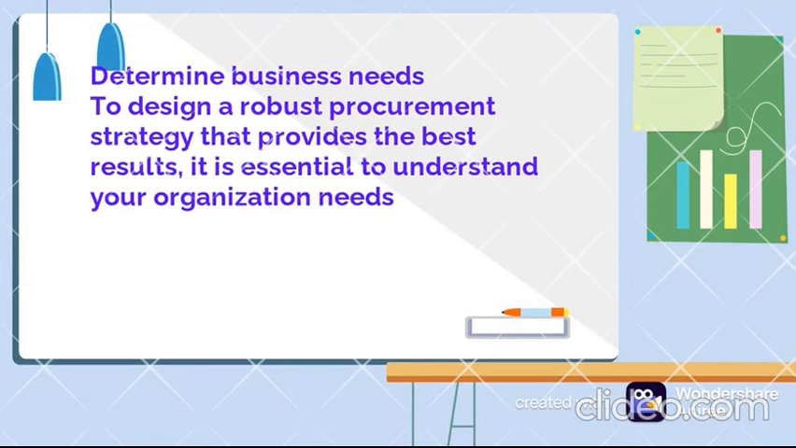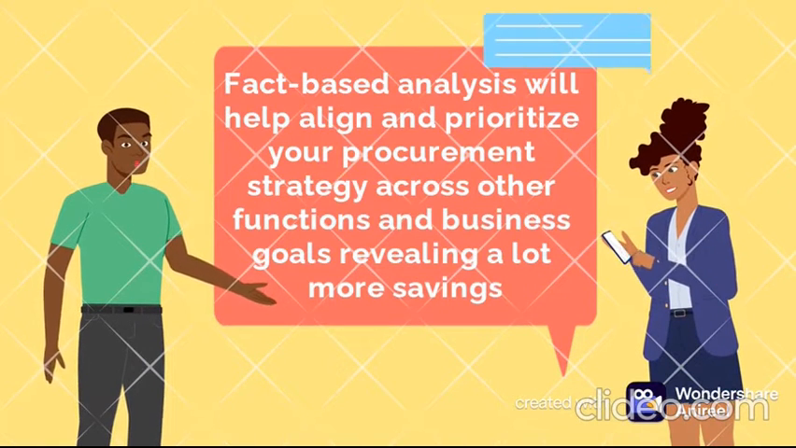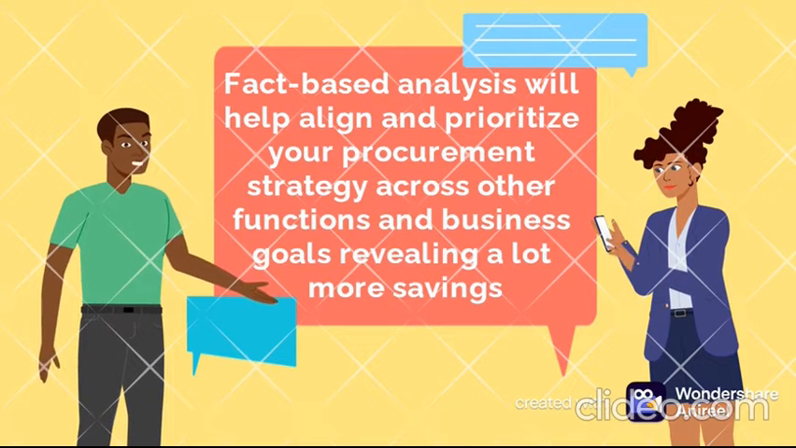Determine business needs to design a robust procurement strategy that provides the best results. It is essential to understand your organization's needs. Fact-based analysis will help align and prioritize your procurement strategy across other functions and business goals, revealing a lot more savings.